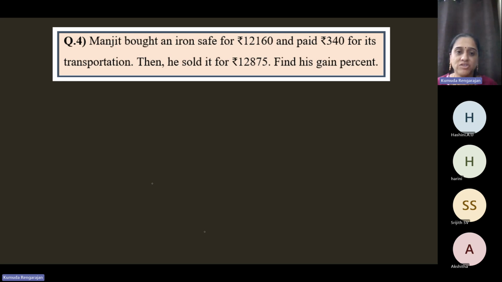Okay. Manjit bought an iron safe. What's an iron safe? A safe, an iron locker. A safe is a locker where, in banks and all, they keep it, where you can keep expensive things. Iron is the material, the metal. Manjit bought an iron safe for rupees 12,160 and paid rupees 340 for its transportation. Then he sold it for 12,875. Find the gain percent.